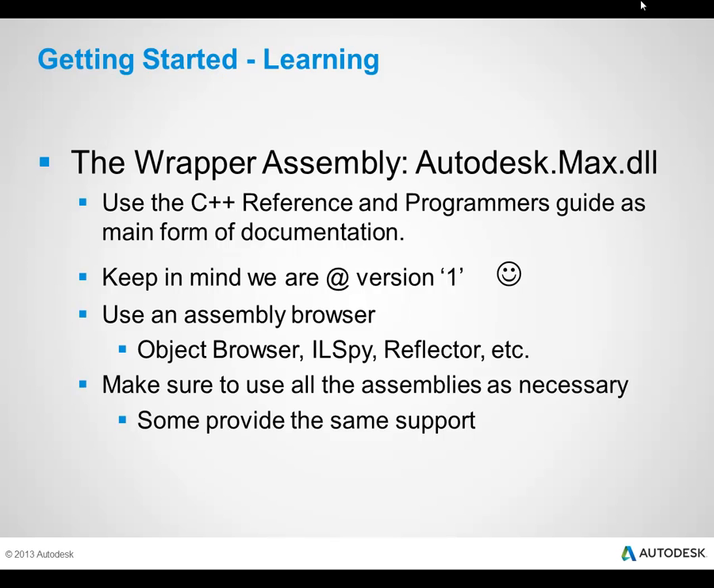So the wrapper assembly is, again, called autodesk.max.dll. In order to get documentation, again, you have to go to the C++ reference as the main source. We don't have any specific .NET API documentation other than those 2 topics on the previous screen. The other thing to keep in mind is that this is version 1. So as with anything version 1, it's not perfect out of the box. So just keep that in mind as you're working that you may run into some problems.